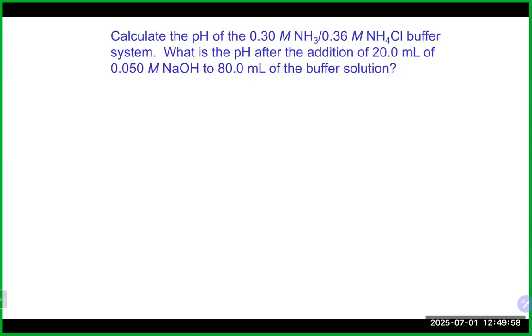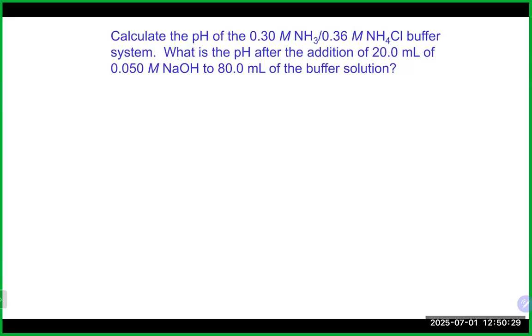Calculate the pH of a 0.3 molar ammonia, 0.36 molar ammonium chloride buffer system. What is the pH after the addition of 20 milliliters of 0.05 molar sodium hydroxide to 80 milliliters of the buffer? So we're looking for two answers. We're looking for the pH before you add the sodium hydroxide. Then we're looking for the pH after you add the sodium hydroxide.